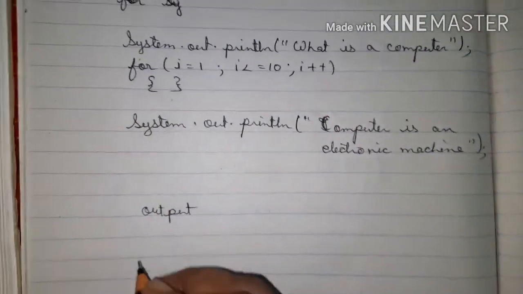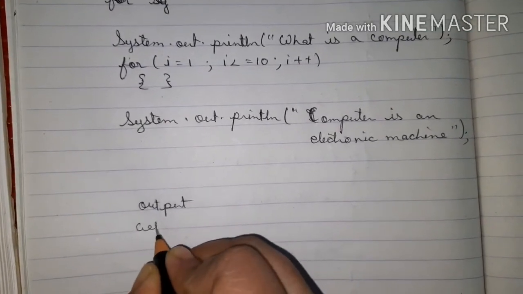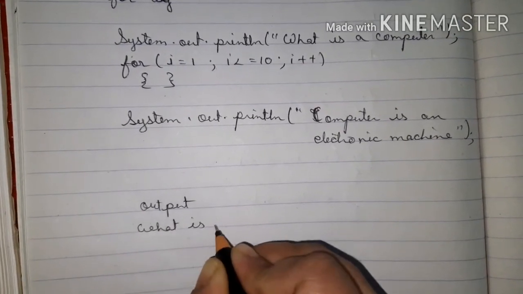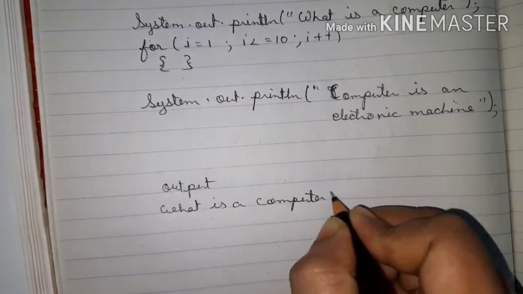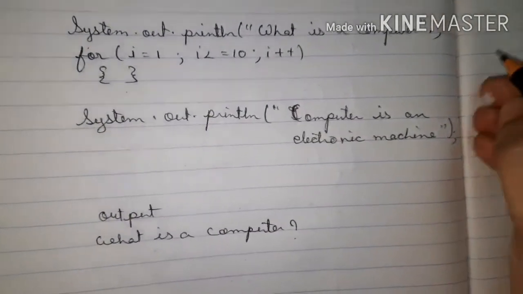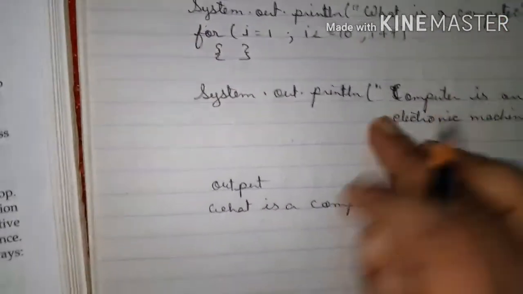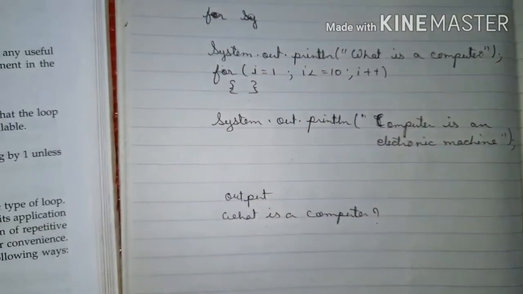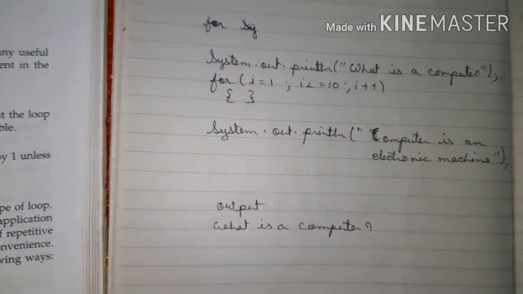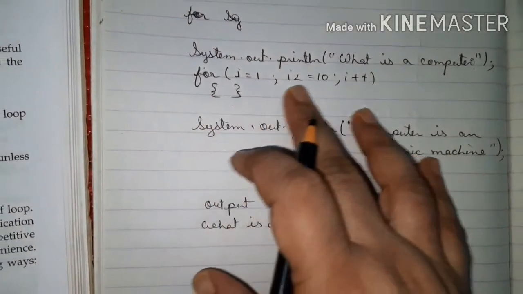Let's take the output, which will display "What is a computer?" on the screen. After that, we want to give some delay, so that the student can give the answer. So at that time we will give some delay.